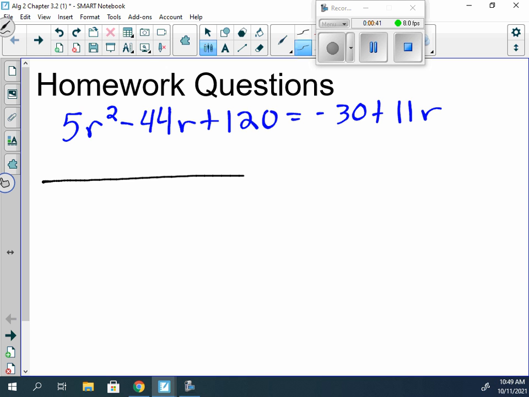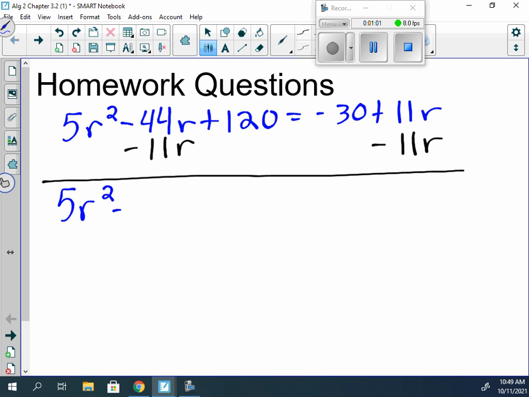So the first thing we can do is, well, I need to move everything over to where 5r squared is. Since we already have r squared and r in our constant term, might as well move it all over there. So we can subtract 11r from both sides first. And if we subtract 11r from both sides, we'll have 5r squared minus 55r plus 120 is equal to negative 30.